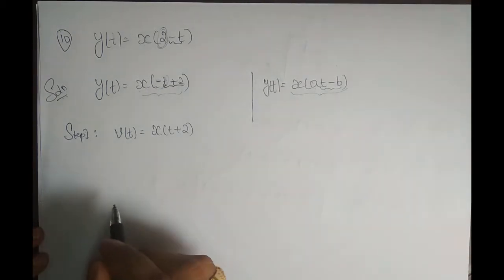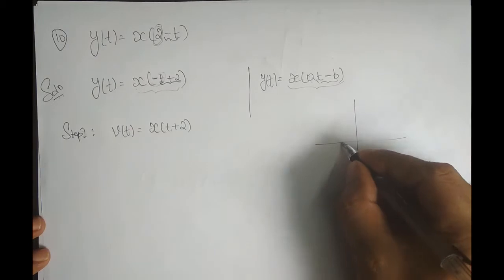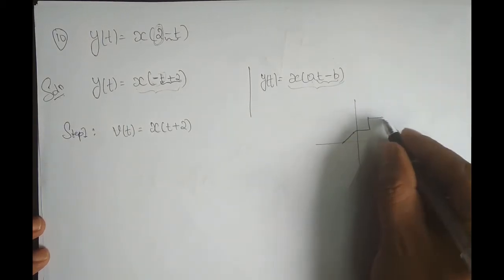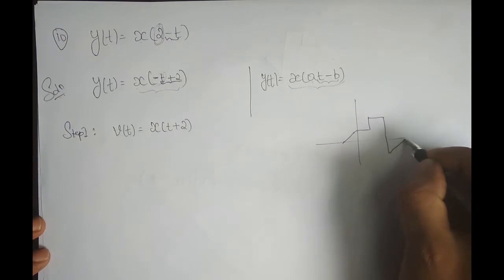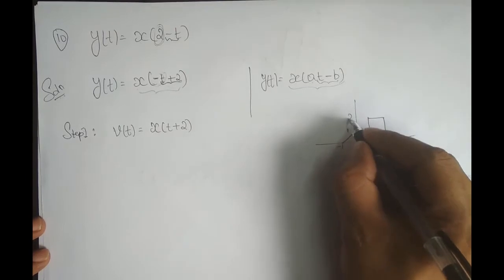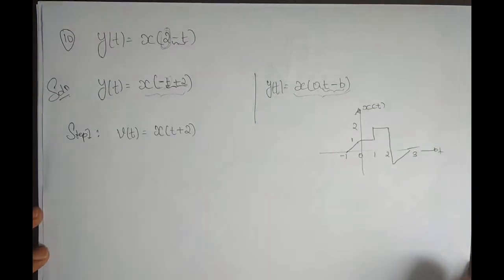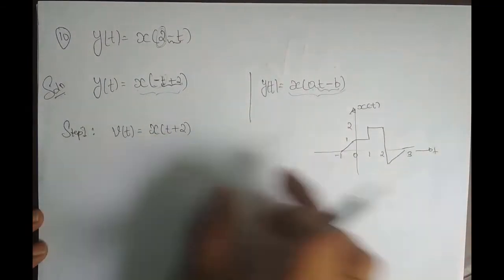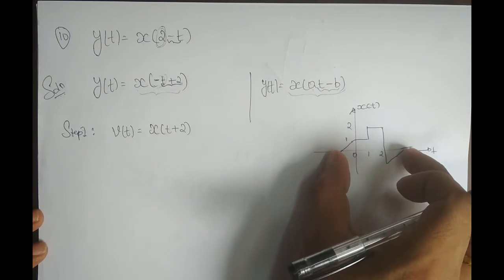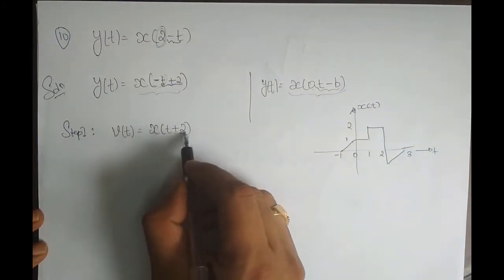So if you know x of t, what is our x of t? x of t is something like this, with axis marks at minus 1, 0, 1, 2, 3. This amplitude is 1, this amplitude is 2. So this is our x of t, and this is t. What I need is x of t plus 2. So the entire signal x of t is shifted left or right. It is shifted left. Why? Because I have plus here. How much? It is shifted left by 2 units.